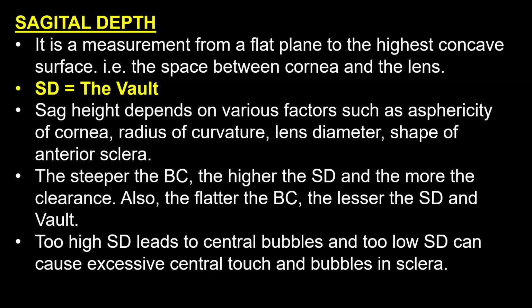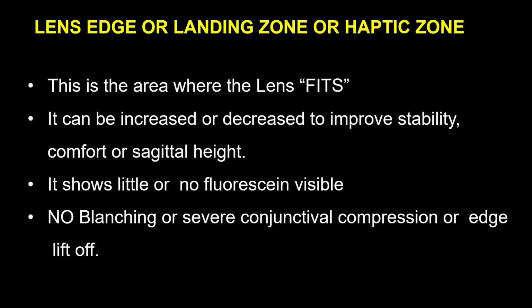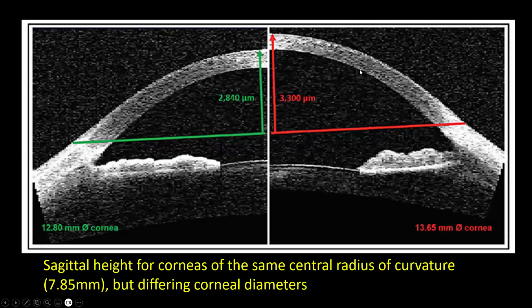I'll move on. So this explains the sagittal height. Now look at this. This is the same cornea, right? Different cornea diameters. Sagittal height for corneas of the same central radius. The cornea has the same central radius, but different cornea diameters.